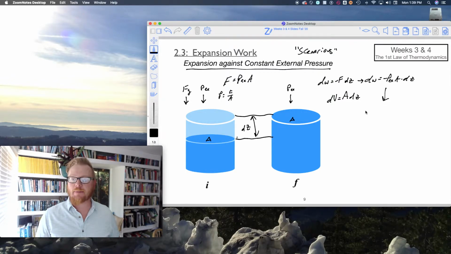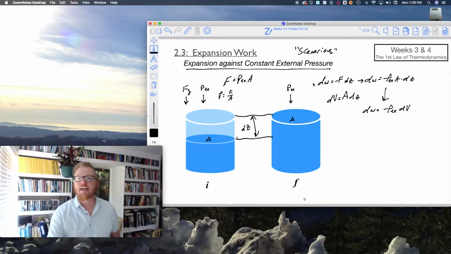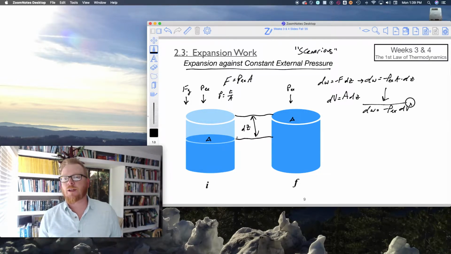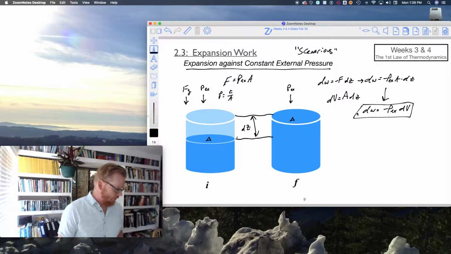And so now if I keep expanding on that, because I know that area times dz is just the change in volume, then I get dW is negative P external times dV, okay? And this gives me the general expression for expansion against constant external pressure, okay?